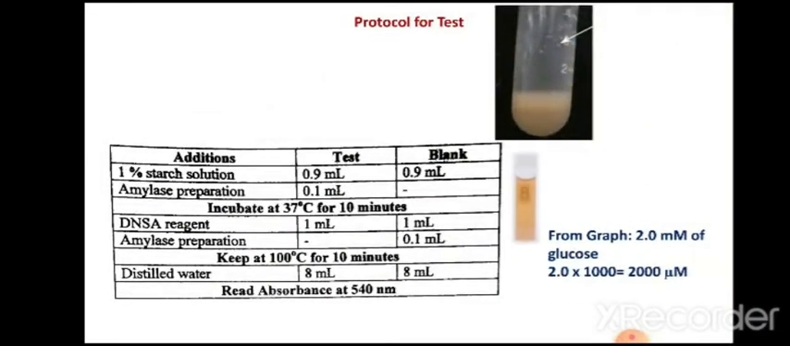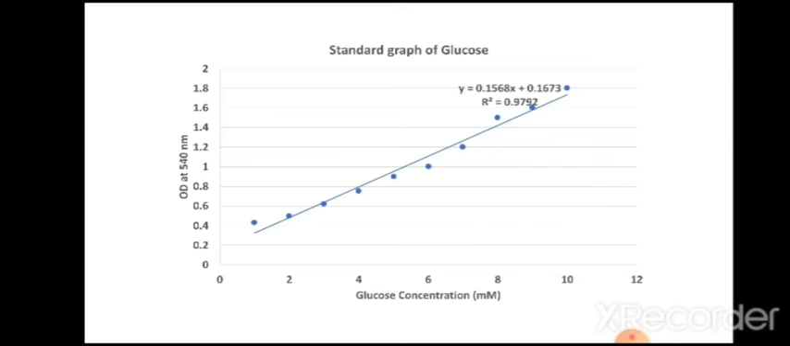So we'll go to graph, standard graph, and we'll put that value onto this graph. So this is a straight line. So whatever the value of test is there, optical density of test, you can plot that onto this linear part, and you can easily convert that optical density reading into glucose.